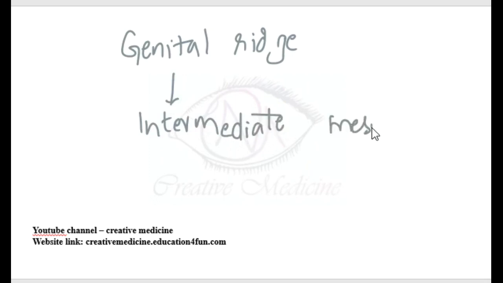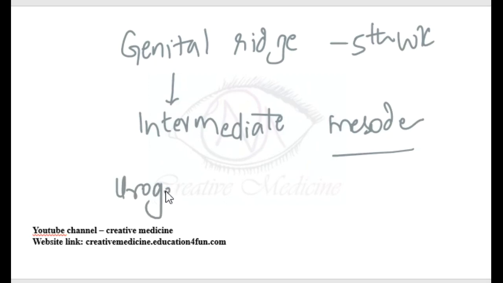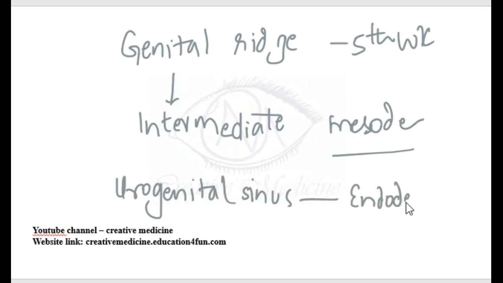Most of the female genital tract is mesodermal in origin, except the parts which are derived from urogenital sinus, which is endodermal in origin. That means all female genital tract is mesodermal in origin, whereas those parts derived from urogenital sinus are endodermal in origin.